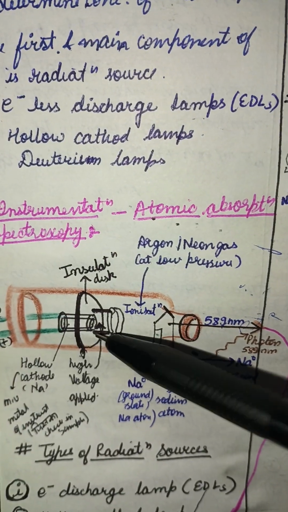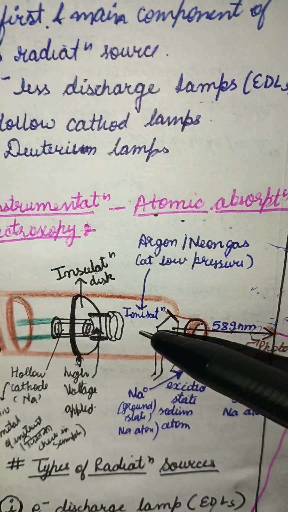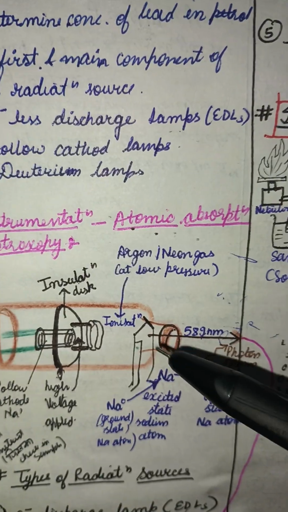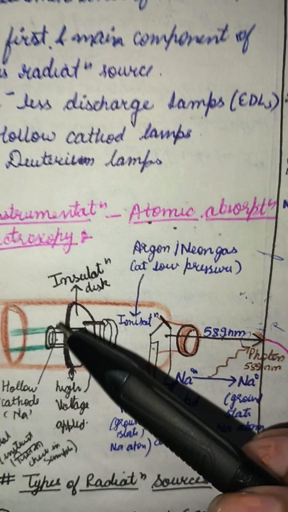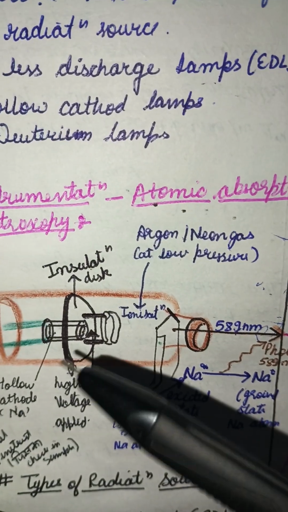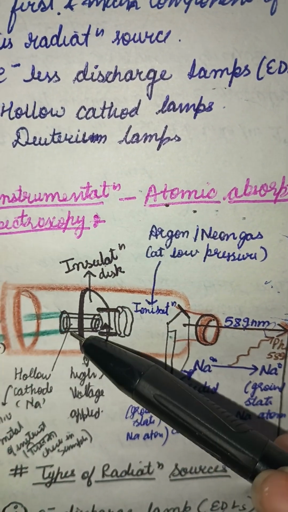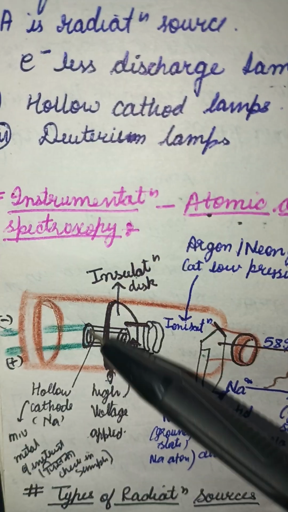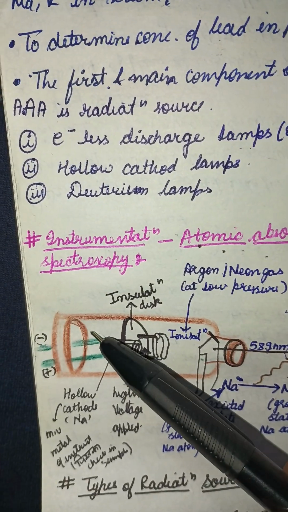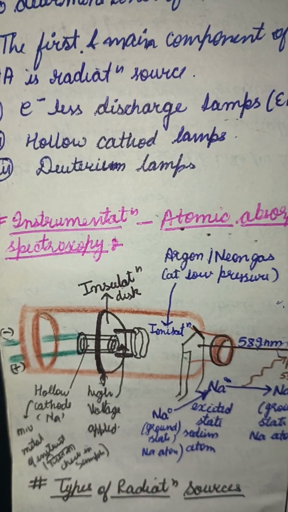Now we'll provide a high voltage between the cathode and anode. Due to this, the inert gas present gets ionized and goes to the cathode. Now when the ionized inert gas hits the cathode, as we know the cathode is made up of the metal of interest like sodium, the sodium ions will come out. So the sodium will form a cloud.